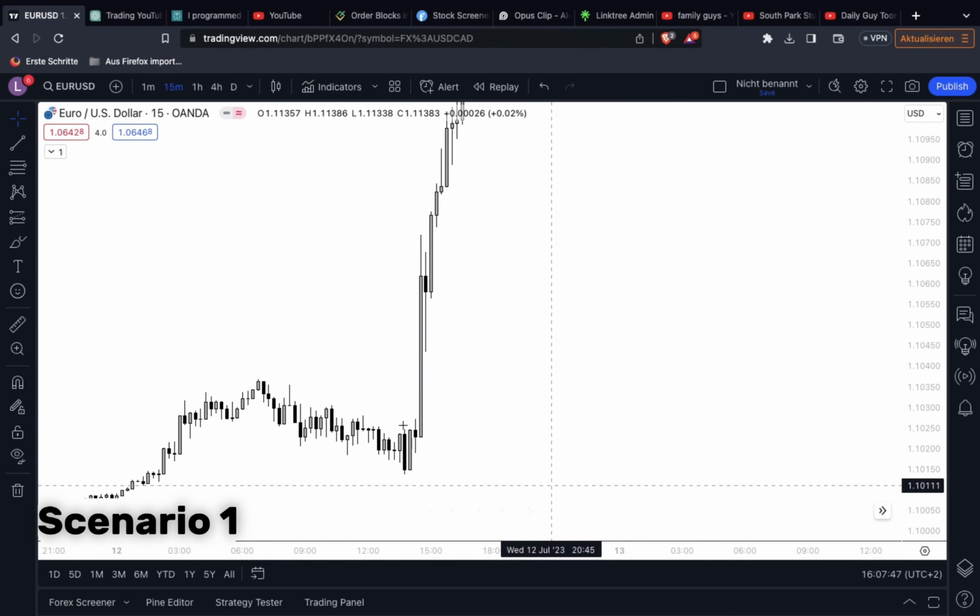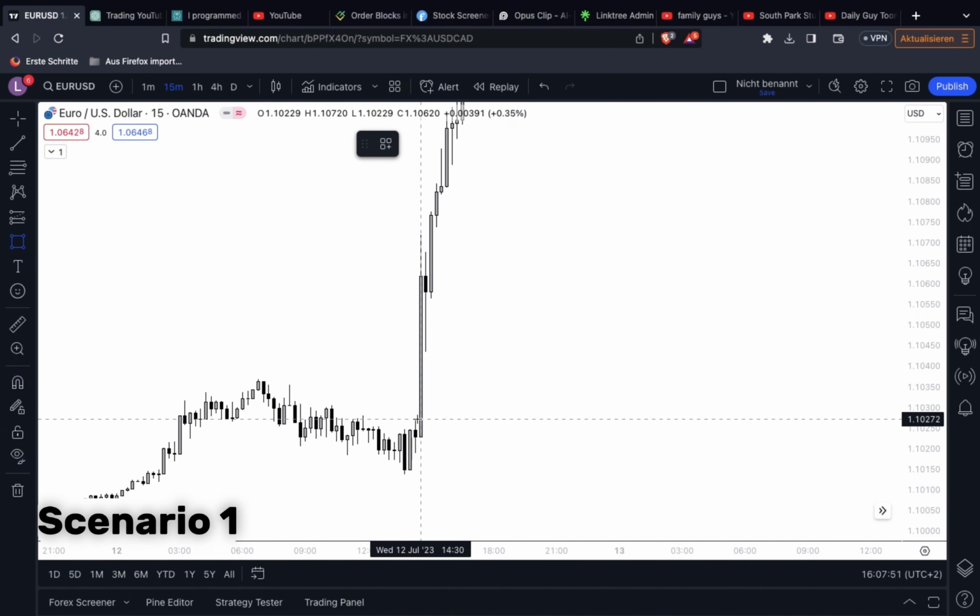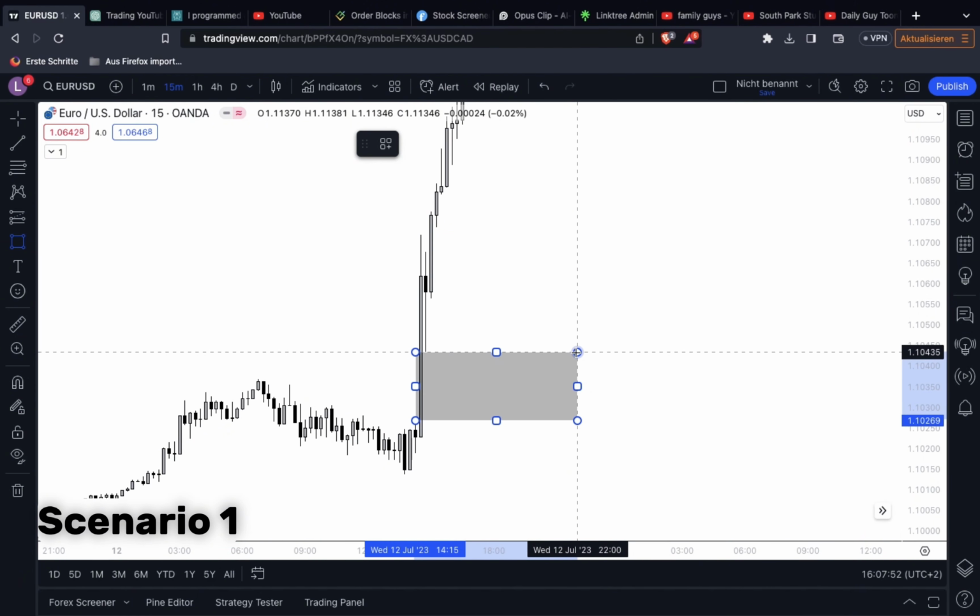Now, there are 4 scenarios that can happen. Scenario 1, price simply continues to rise. We don't trade, let the market make another opportunity. This scenario isn't part of our strategy.